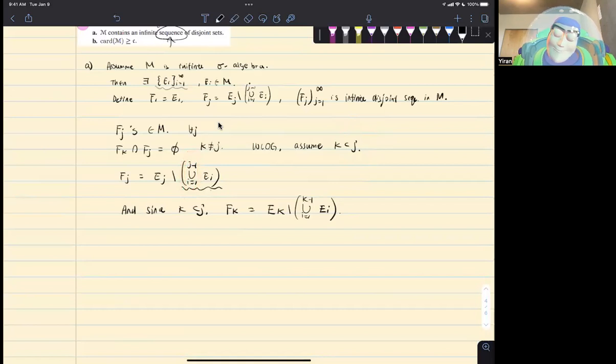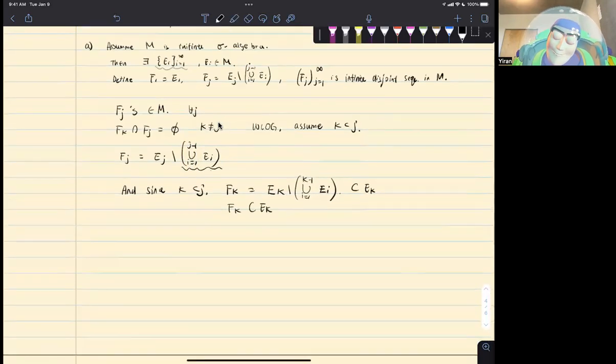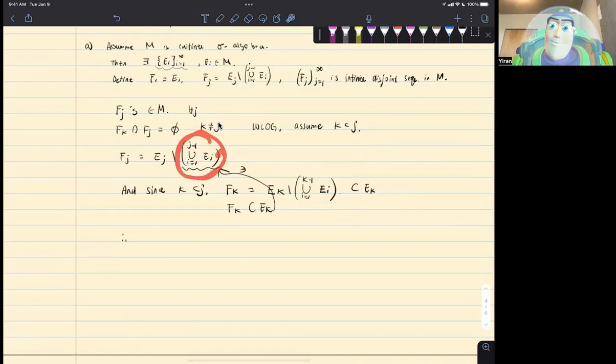Therefore, F_k is equal to this. And notice this is in E_k. So F_k is in E_k. Notice that E_k is contained in this set. Therefore, because F_j is equal to E_j set minus this part, and this part has E_k in it, which means that this part has F_k in it. Therefore, we have F_j intersect F_k is equal to the empty set. Okay.